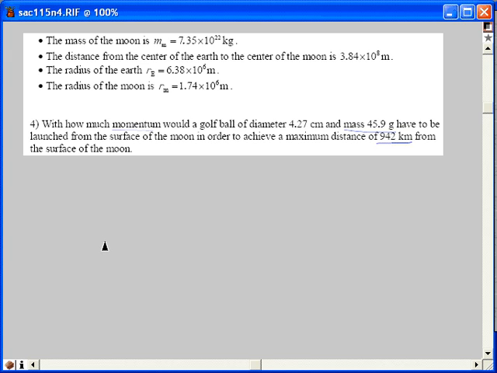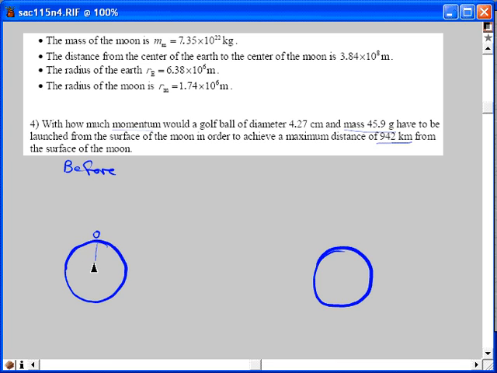So I'm going to use conservation of energy to get an idea of how fast it's got to be going. We're talking speed and position, and the concept you usually use in problems involving speed and position is conservation of energy. So here's my before picture. This is the moon. I'll give it a radius r.